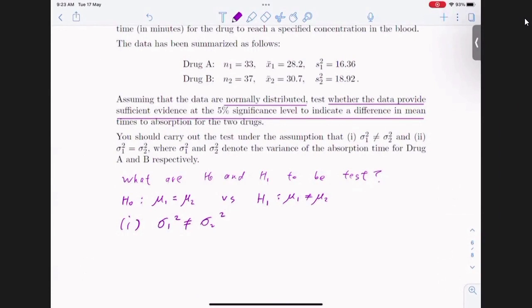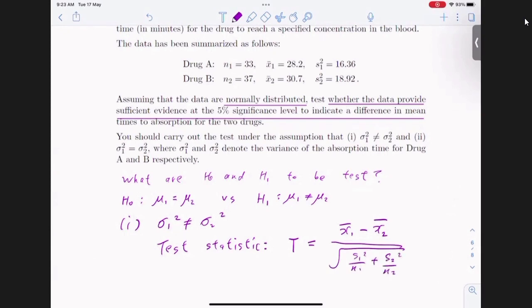So for unequal population variance, when the population variances are unknown, we use this t-test statistic. Comparing these two sample means, divided by their standard error, which is determined using the sample variances. So this is the test statistic we are going to use. The bottom line is that you must be able to compute it using the sample data.